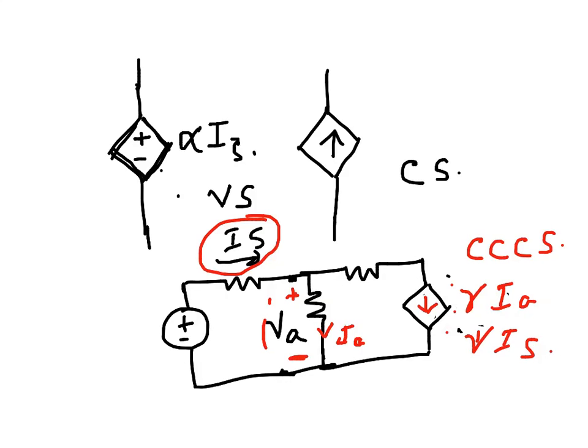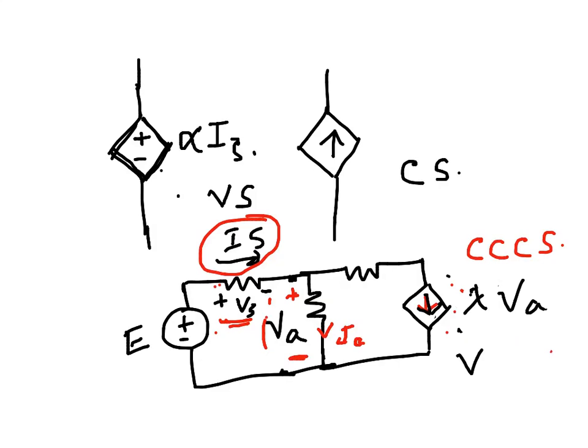Similarly this can be dependent on the voltage of any branch, maybe this branch or this branch. So if I call this voltage VA, VS maybe, and maybe this is E, just for the sake of it. So this one can be, again, let's call it lambda VS. That means this current is dependent on this voltage VS, or it could be VA. So in this case it is becoming VA, and this is now a voltage controlled current source.